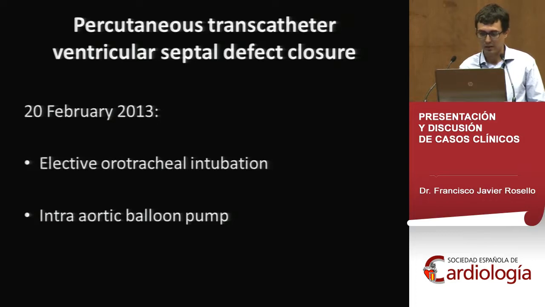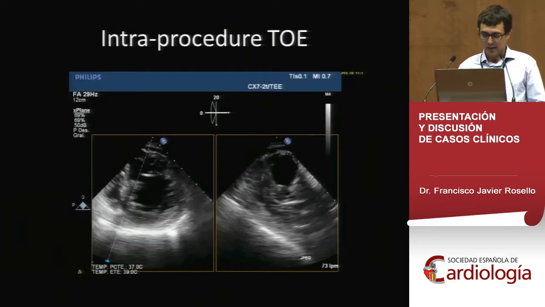1 week before his admission, the patient was intubated and an intra-aortic balloon pump was inserted. Sorry, Javier, just one thing. So I understand that you still waited 1 week to see whether the patient was stable enough to go to surgery, but since he was unstable, in the end, you decided to do a percutaneous procedure. Yes. Is that right? Okay.